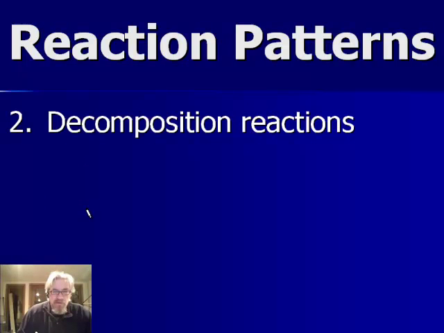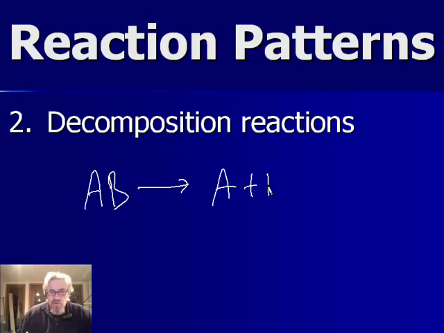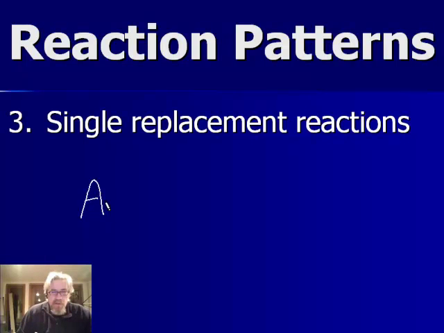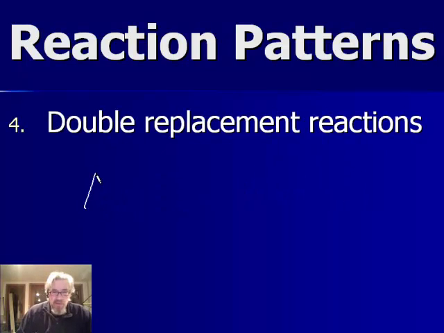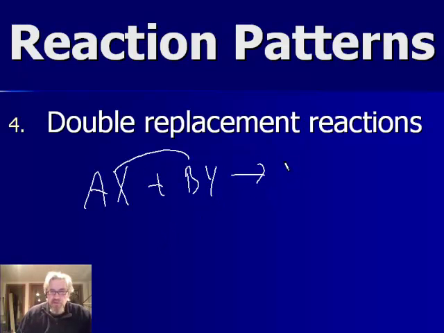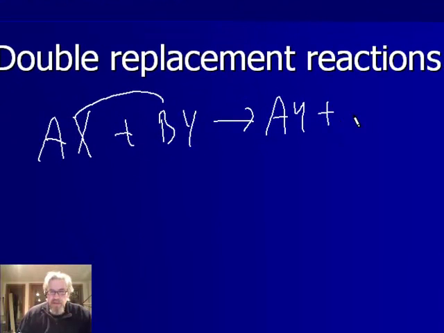A decomposition reaction looks almost the opposite. You start out with a compound, and you decompose it into 2 or sometimes more products. Single replacement reactions, you start out with one element and a compound, and you sort of replace one of the elements with the other. And so you end up with a different element and a different compound. Double replacement reactions are like 2 single replacements happening at the same time. You start out with a compound and another compound, and then 2 of these partners switch. So you end up with a different compound and another different compound.